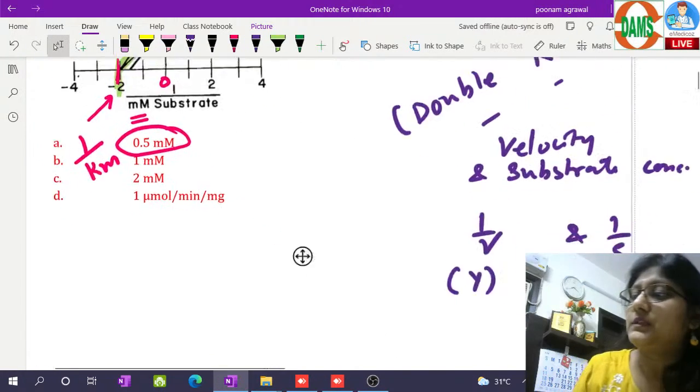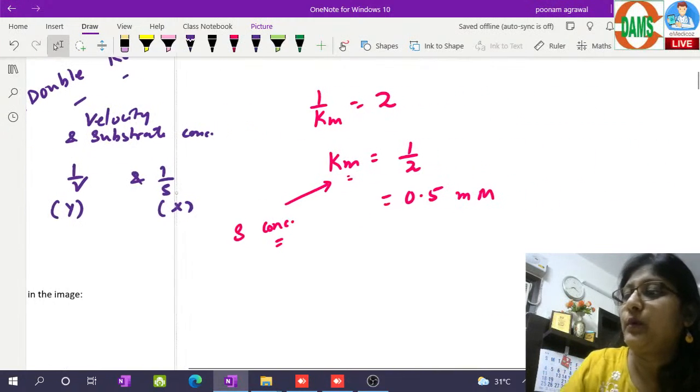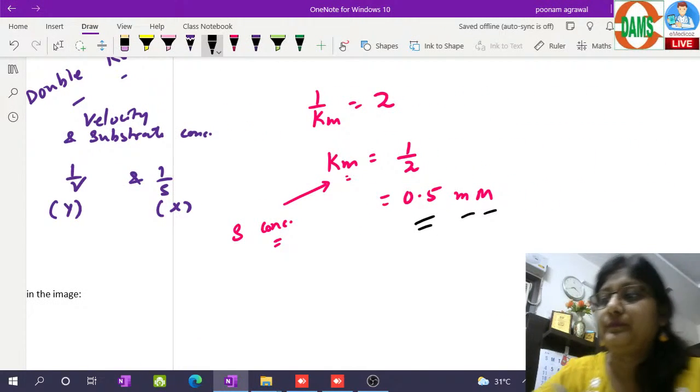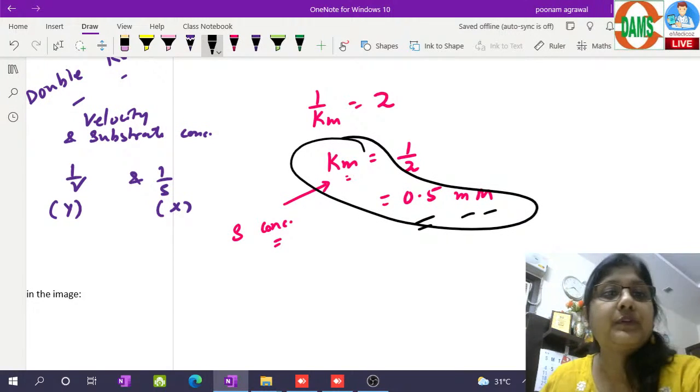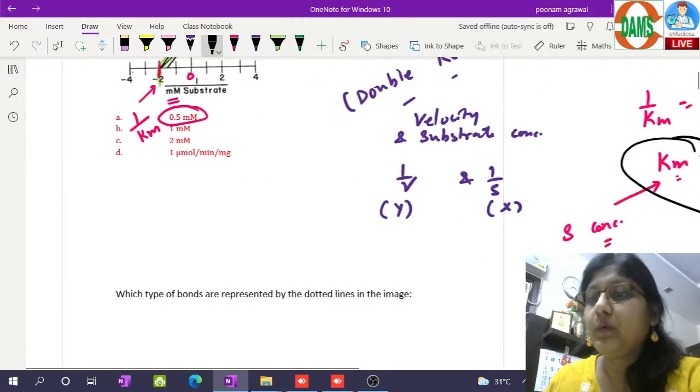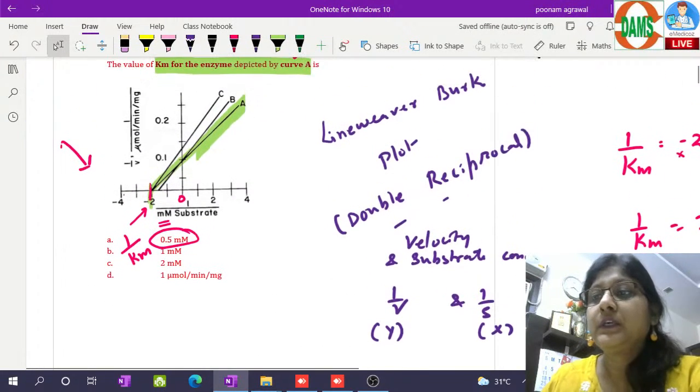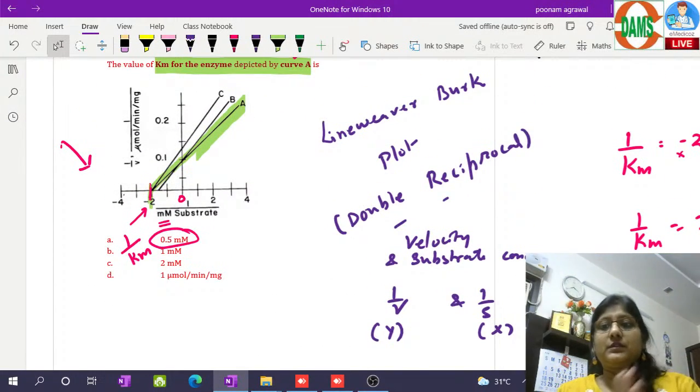So Km is thus calculated as 0.5 millimole value. So this is the answer, and that is given in option A. So I hope that you have understood it. So this is just an illustrative example.